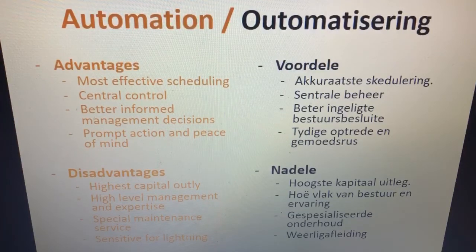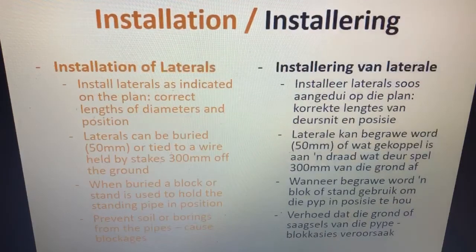So the advantages: it's most effective in terms of getting water to the plants that need to be irrigated. Central control, so there's a central computer or an app that has all the information, and then prompt action and peace of mind. So next up, we're looking at installation, and we'll start with the installation of your laterals.